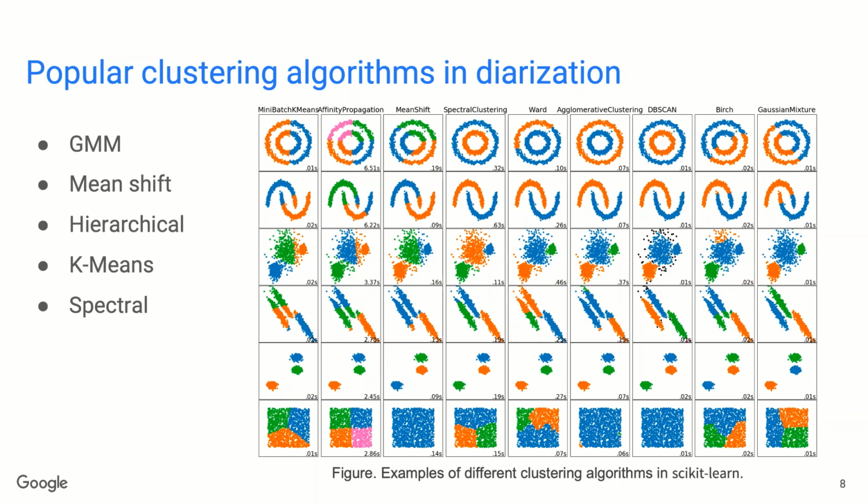Here is a figure that I took from the scikit-learn official website, demonstrating the performance of several clustering algorithms on some typical cases. All these algorithms are mostly offline clustering algorithms, which means you can only perform the clustering when you have all the data ready. Some of these algorithms have their online version, but the performance is usually much worse than the offline version.